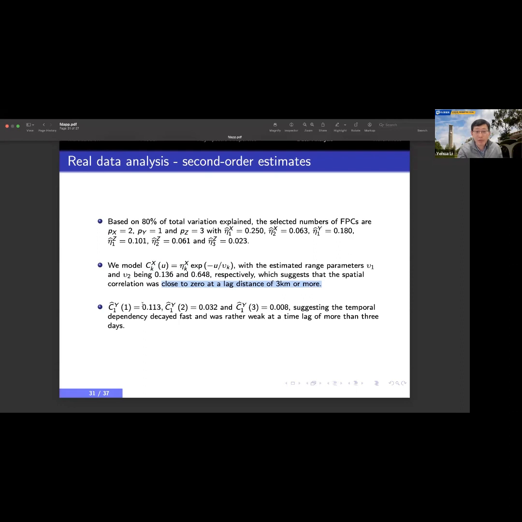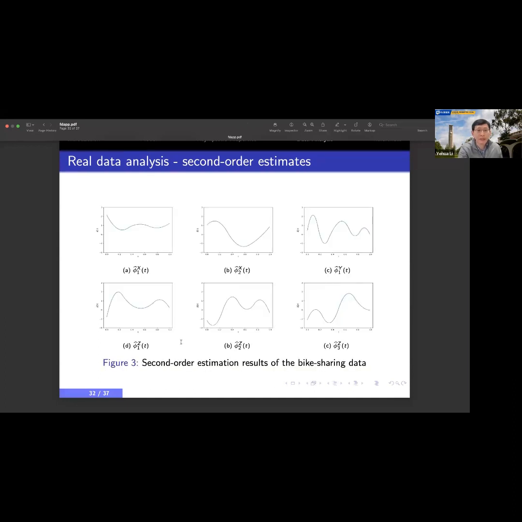Also, the temporal correlation diminished pretty fast. So 2 days, at least 3 days away, there is almost no temporal correlation. Okay, so very weak dependence. These are the estimated eigenfunctions. Because of time, I'm not going to get into details.